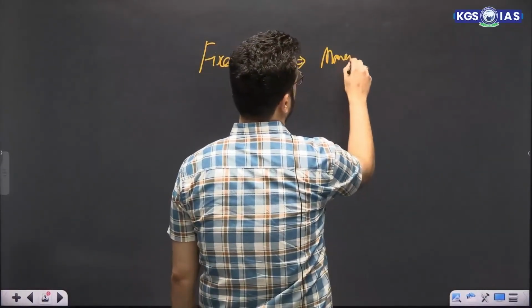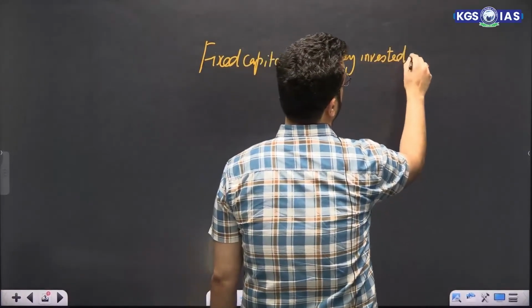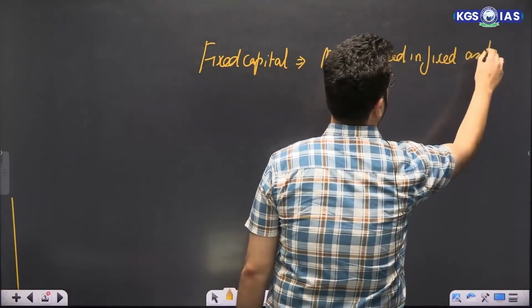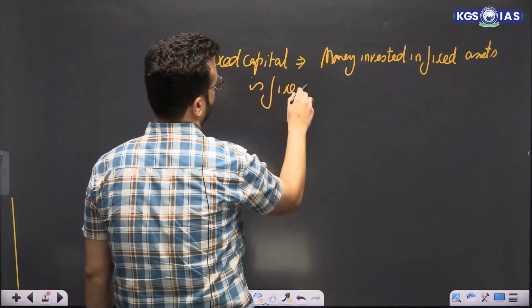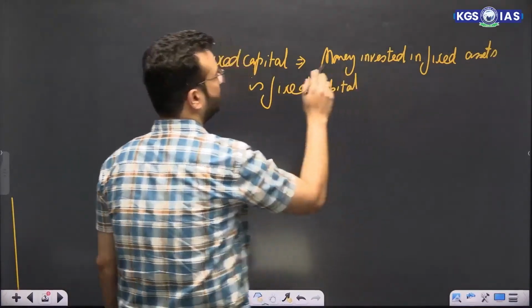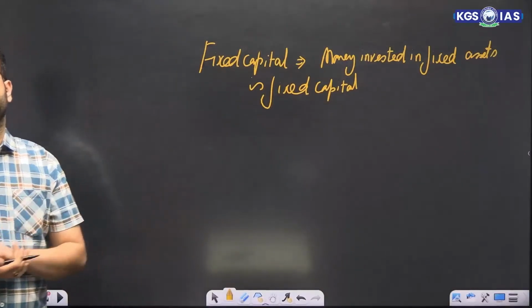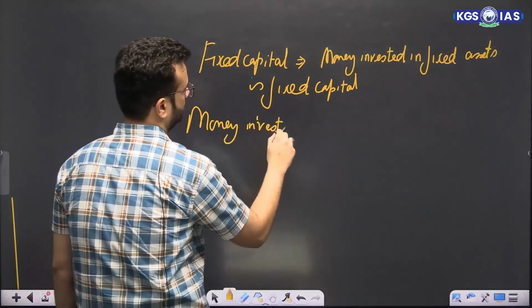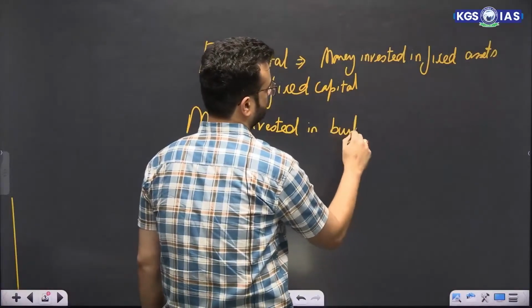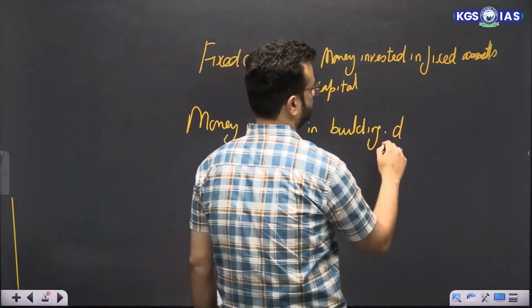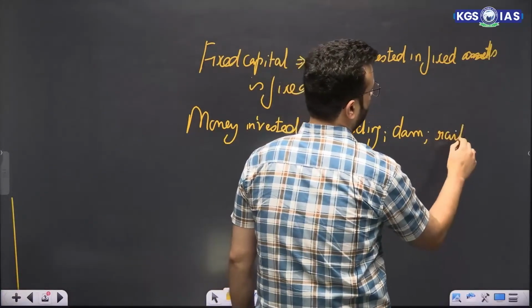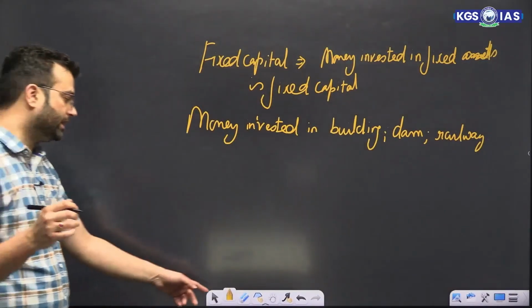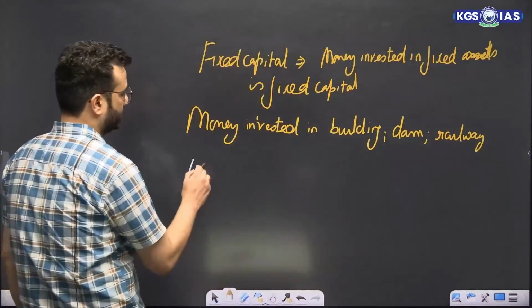Money invested in fixed assets is fixed capital. That means any form of money which is invested in fixed assets is part of fixed capital. Like money invested in buildings, dams, railways, all these are considered a kind of fixed asset. This is fixed capital. Whereas another capital that is again very important is working capital.